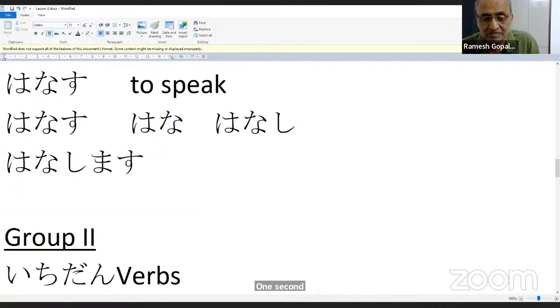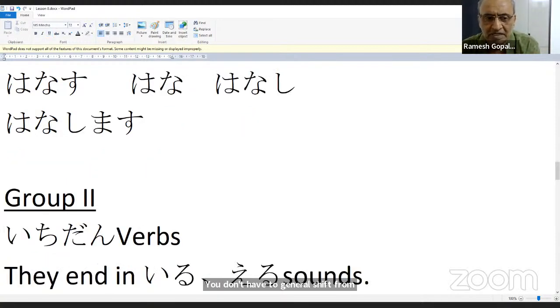They're Ichidan verbs, okay? Just one step. While conjugating, you don't have to do much. You don't have to shift from one line to another and all that. Now, how do you know? See, here the verbs end in an eru sound.